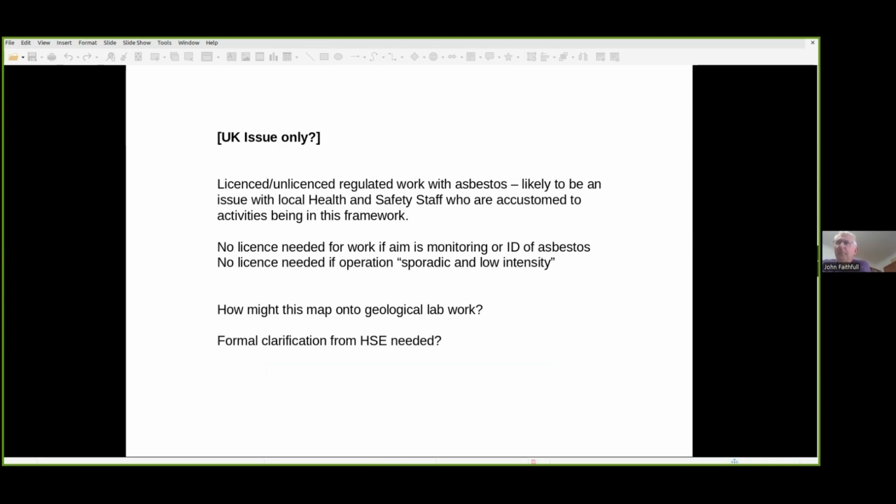How geological lab work might fit into this is extremely unclear. No license needed if the work is monitoring or ID of asbestos. No license needed if work operations are sporadic and low intensity. How do those things map onto geological lab work?